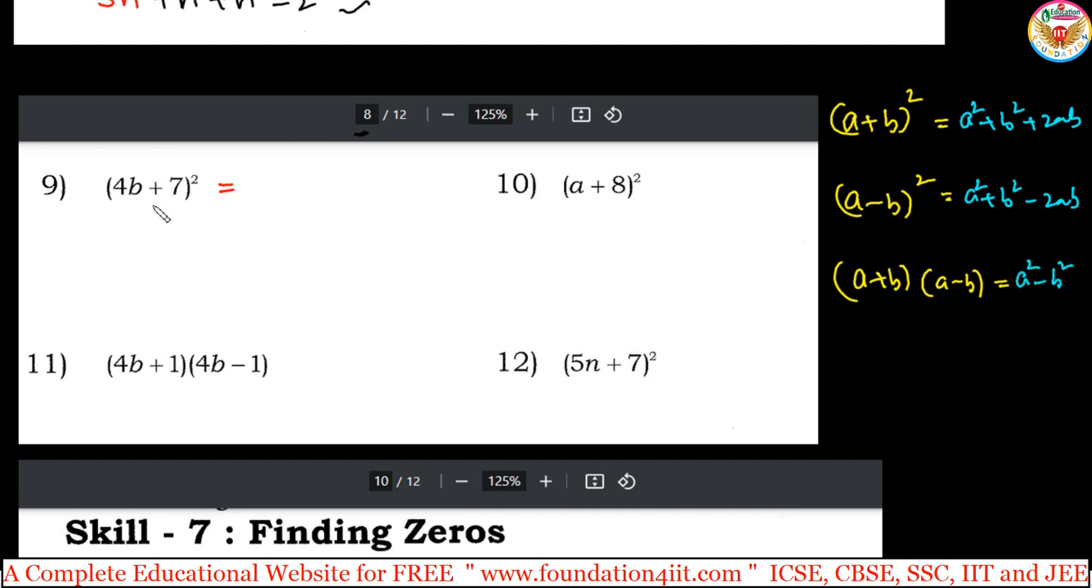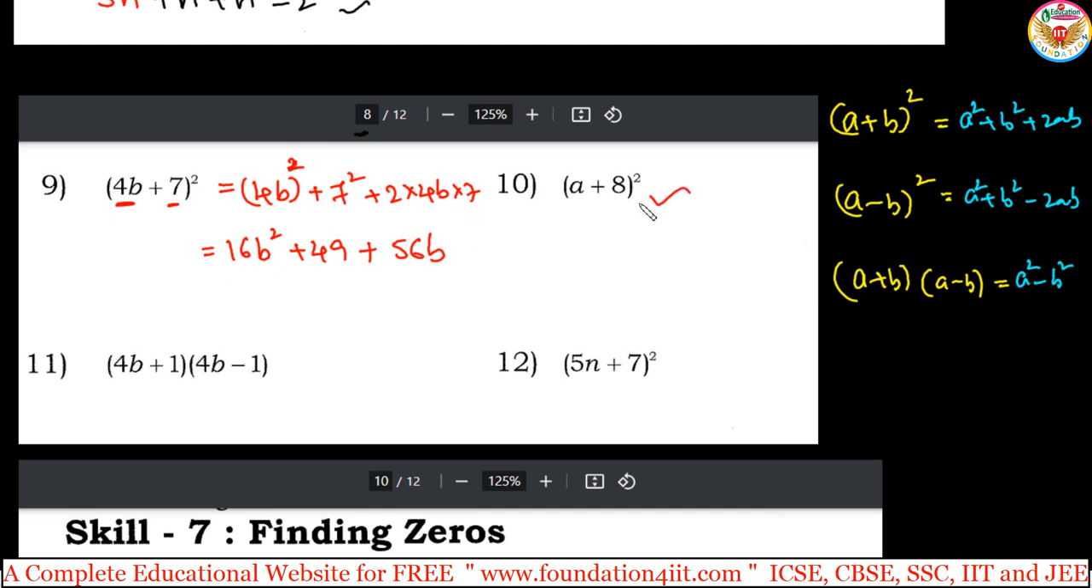First one is 4b plus 7 whole square. By the first formula, this is a and this is b. So according to the formula, first term square plus second term square. Remember, because there are two letters I am maintaining the bracket. Plus 2ab, that is 2 into first term into second term. You simplify and you will get the answer. Square applies to every term: 4 square is 16b square, plus this is 49, plus 2 into 4 into 7 into b. 2 times 4 is 8, 8 into 7 is 56b. You write this. Same way, this also you can use a plus b. This is the answer.